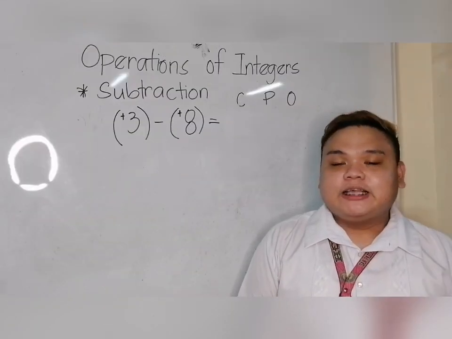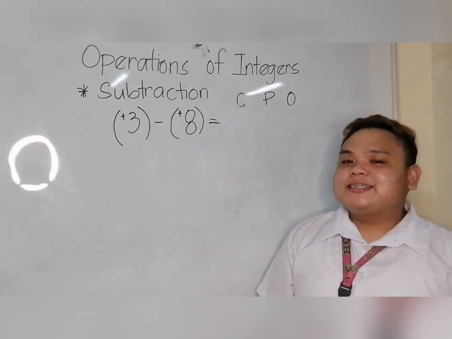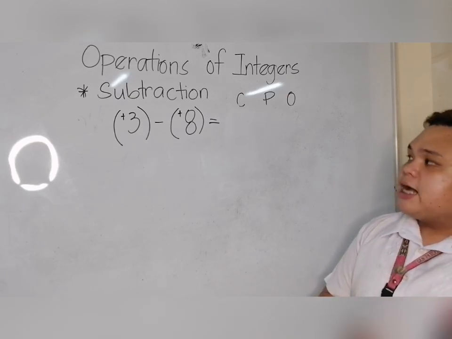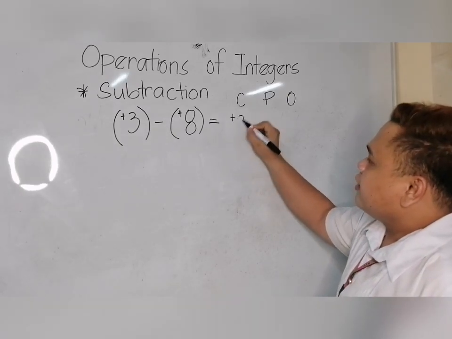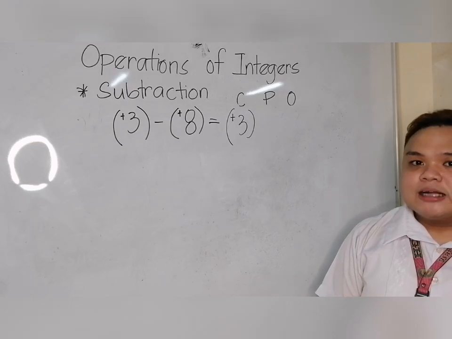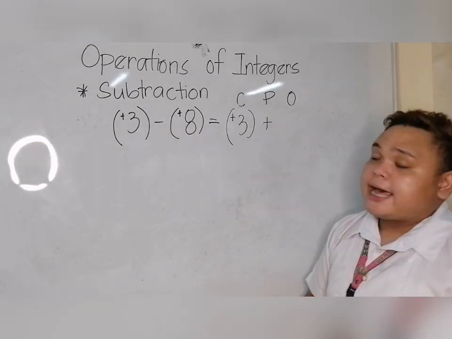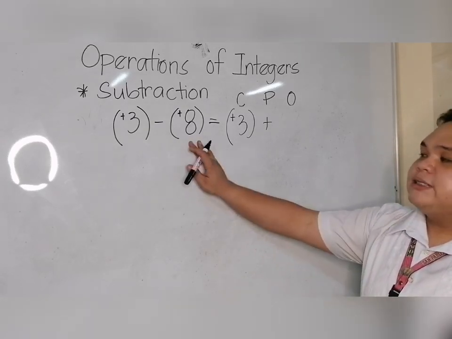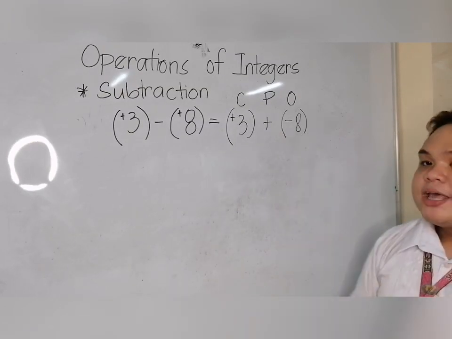Let's proceed to our second operation of integers, which is subtraction. In this case, we will be following CPO, wherein C stands for copy. In this example, we will be copying the first integer, which is positive 3. Next, P stands for plus, wherein the minus sign will be changed to plus sign. And O stands for opposite. We will be getting the opposite of positive 8, which is -8.